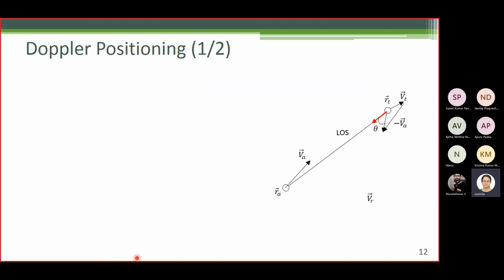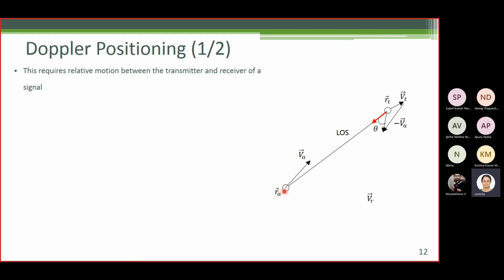We have come to the fifth technique, which is the Doppler positioning, position fixing technique. In this case, the relative motion between the transmitter and the receiver is important. To get user position using Doppler positioning, there has to be relative motion between the transmitter and the receiver. So let's see how that helps.